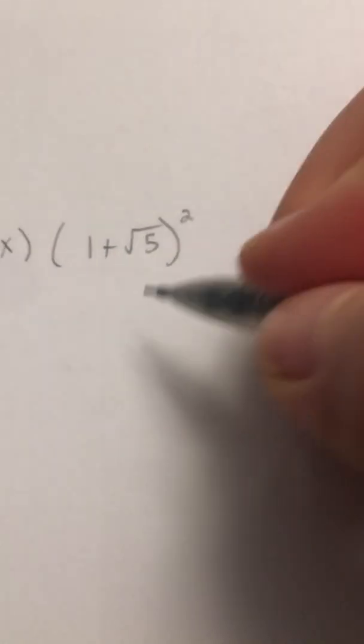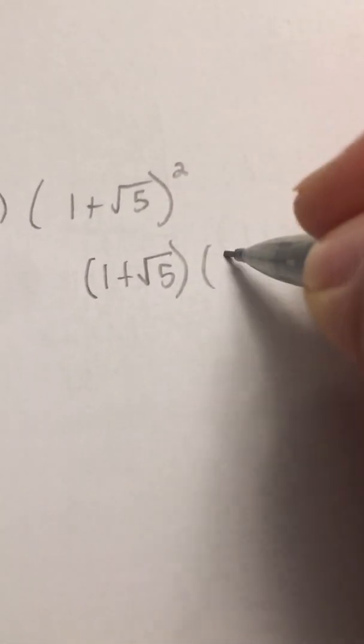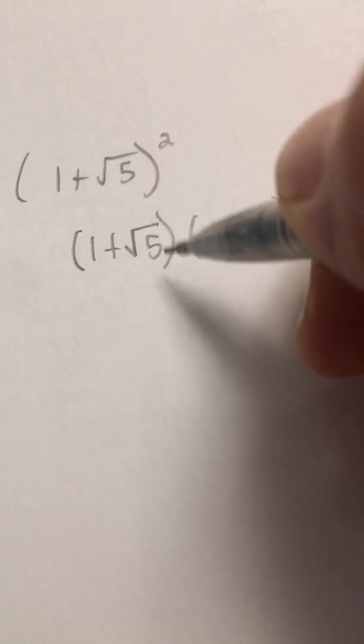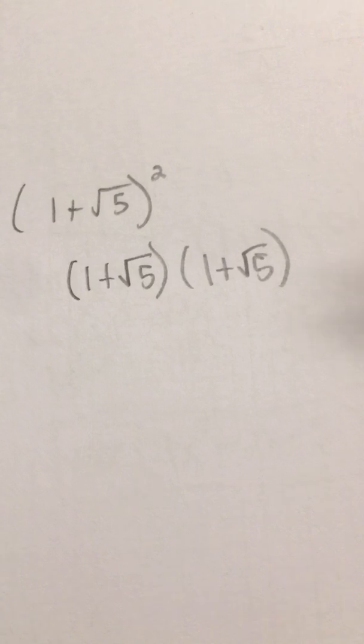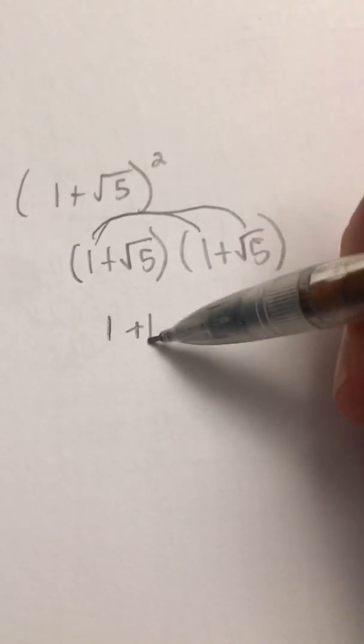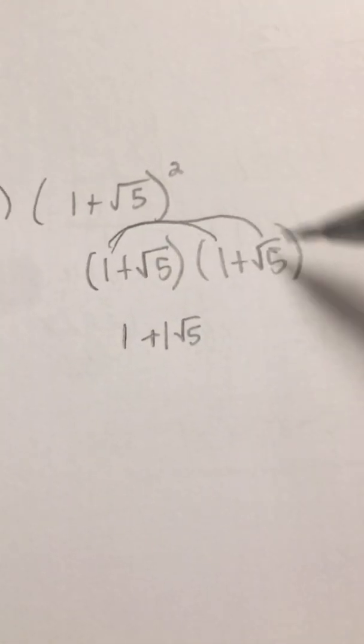Remember that when you have a quantity squared, an exponent just means that you have the base twice. So I'm going to write 1 plus root 5 times 1 plus root 5. Sorry, I said 1 root 5, but I meant 1 plus root 5, which is the base. And I'm going to write that base twice. I have to multiply these, and I'm going to use the distributive property. 1 times 1, 1. 1 times root 5, 1 root 5.